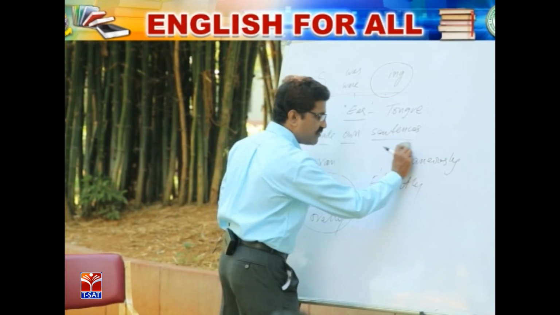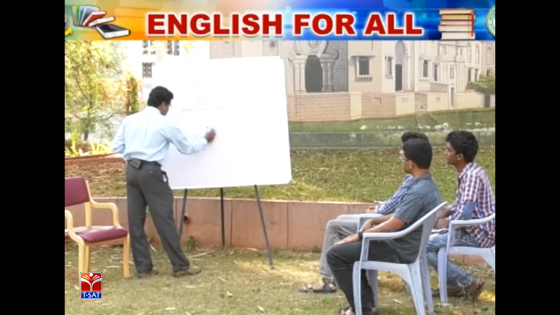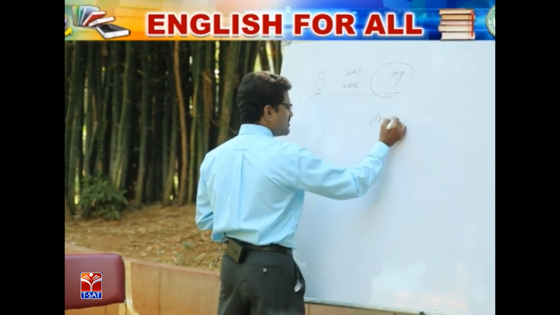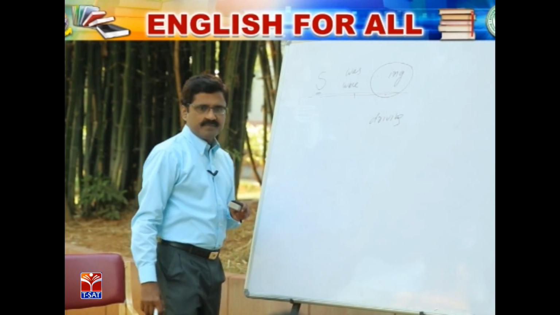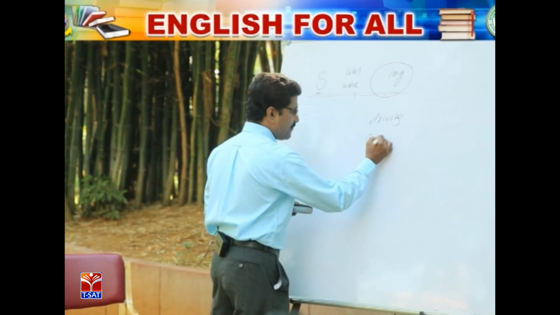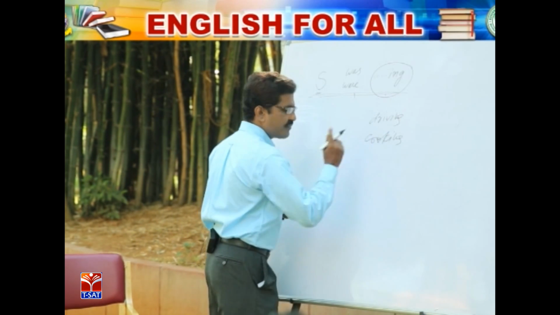Now, I will give you some ing forms. Please try to make own sentences with them. Very simple ing forms. Driving. Make a sentence. My father was driving a car. Fine. Cooking. They were cooking food. That's all.